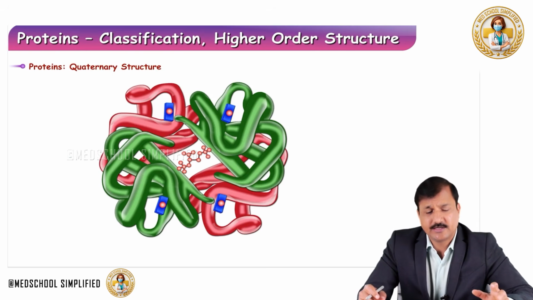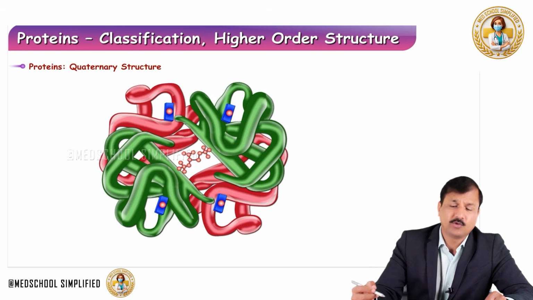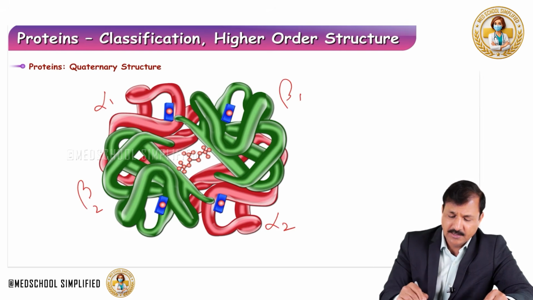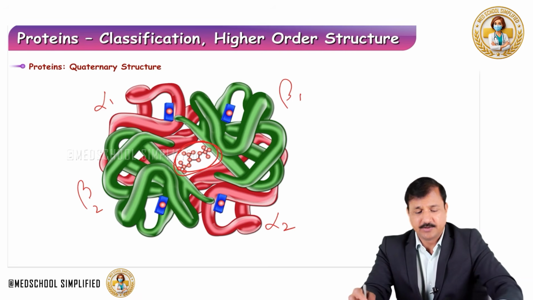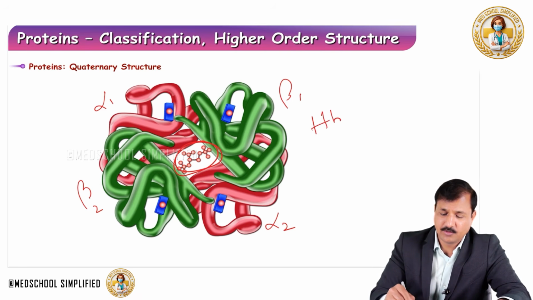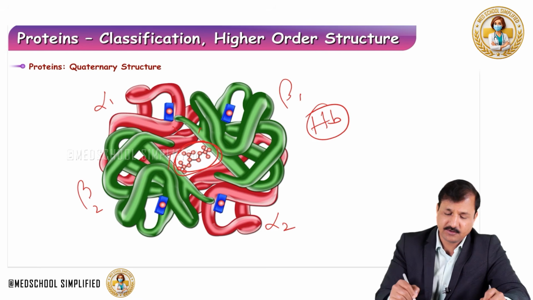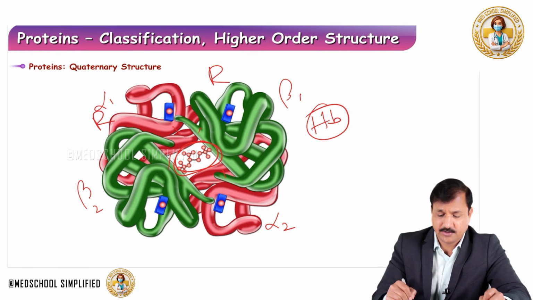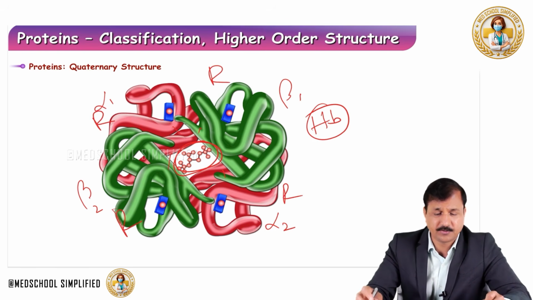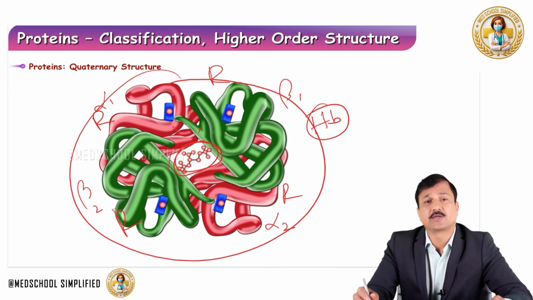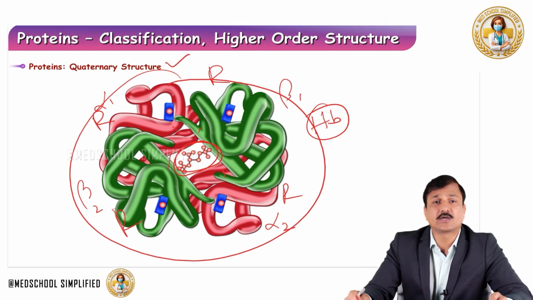Now, coming to quaternary structure: a protein that has more than one subunit. Here we have alpha 1, alpha 2, I am just naming them alpha and beta, beta 1 and beta 2, and then we have a heme group there. So basically it is hemoglobin or something. Four subunits are there, all interacting with one another. Basically the R groups in one subunit interact with R groups in another subunit. This R group interaction between the subunits gives an overall shape to the protein molecule, and that shape we call the quaternary structure.